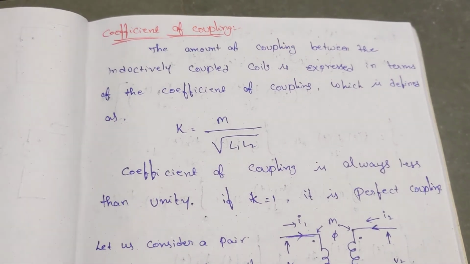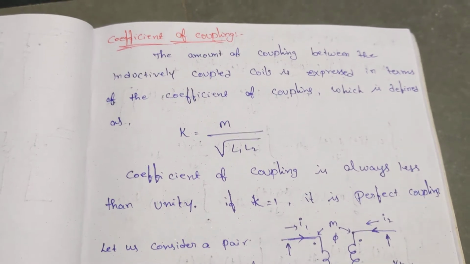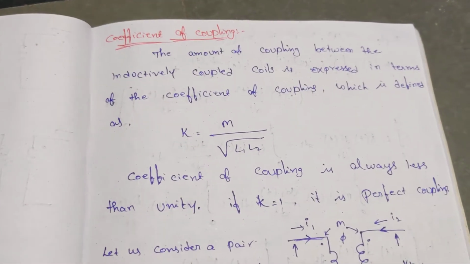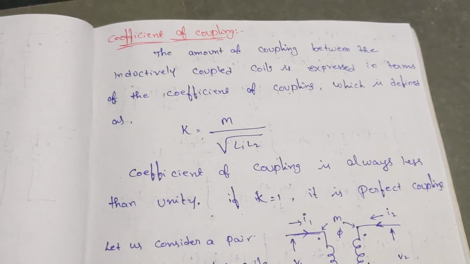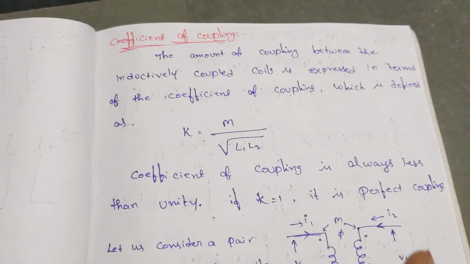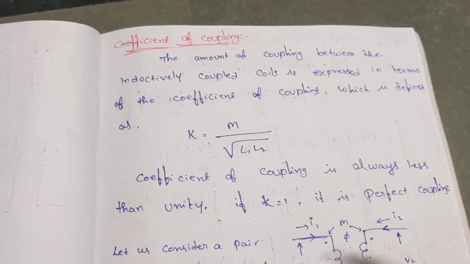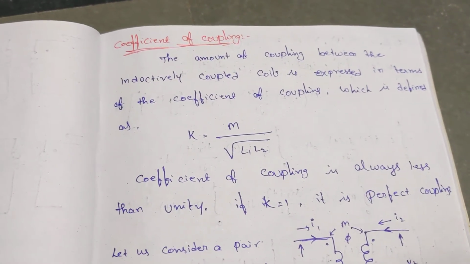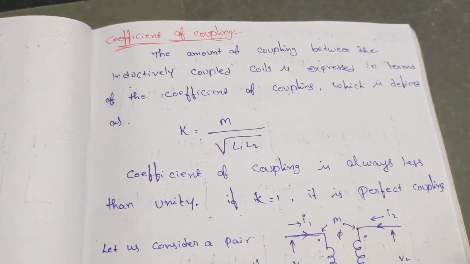Good morning to everyone. In today's video, we are going to see the coefficient of coupling. When we go for a magnetic circuit, if it has two or more coils, the inductance of one coil will affect the inductance of the other coil, which will be given by the coefficient of coupling.